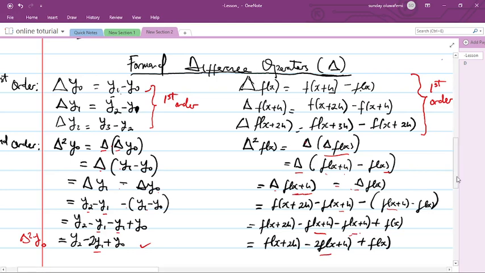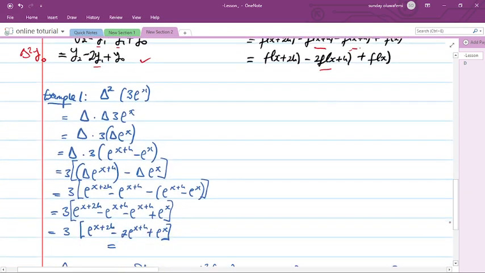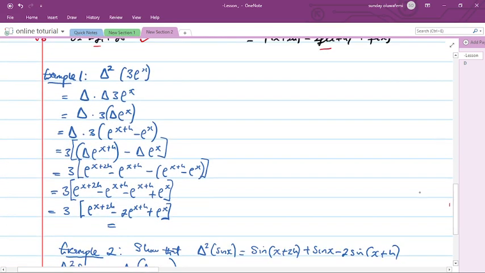So I believe that is clear enough for you to understand. So let's check example 1 on this. We have delta square of 3 exponential x. In the final solution of this, we split this delta into 2 because of the square. We have delta times delta of 3 exponential x. So we bring out the constant 3, then we have the forward difference of exponential x.